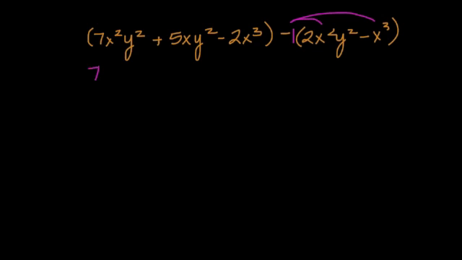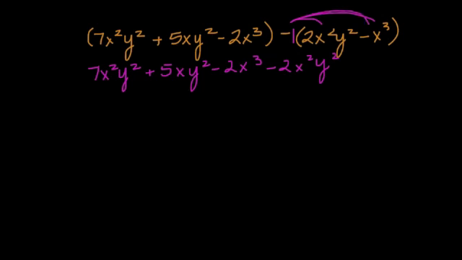The first one I'm not going to do anything with, so that's just 7x squared y squared plus 5xy squared minus 2x to the third. Second parenthesis, basically I'm just switching the signs because I have to subtract everything. So that's minus 2x squared y squared. And then here, because it's a negative times another negative, it becomes a positive. So I'm going to put plus x to the third. That's really that expression written out if I'm subtracting the second parenthesis.